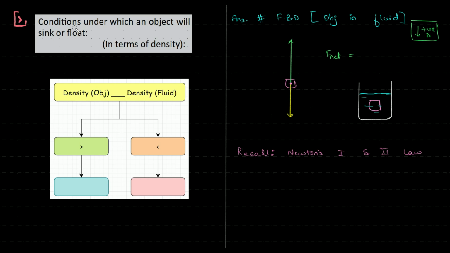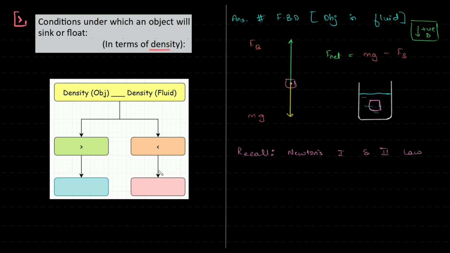In this video, we're going to learn again the conditions under which an object will sink or float, but in terms of density. Till now, we understood that whenever you have an object in a fluid, it will experience two kinds of forces: mg, that is mass of the object times acceleration due to gravity, and the buoyant force. And the net force would be mg minus Fb, provided we take the downward direction to be positive. So depending on these two values, the object will sink, float, or move up. All this we have seen.